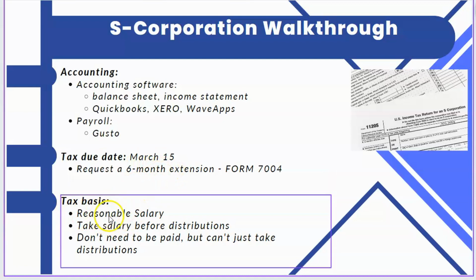And then tax basis. This is also important with S Corps. The reason it's important is that one of the advantages of an S Corp is that the owner can take distributions, and those distributions are not subject to tax. But if your tax basis is below zero, and I'm going to show you an example of a tax basis schedule, those distributions that you take could be subject to tax.